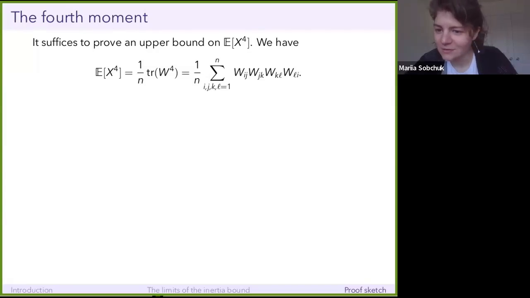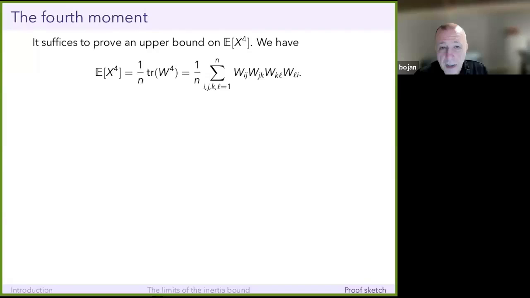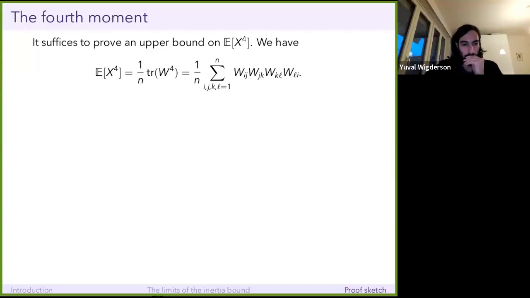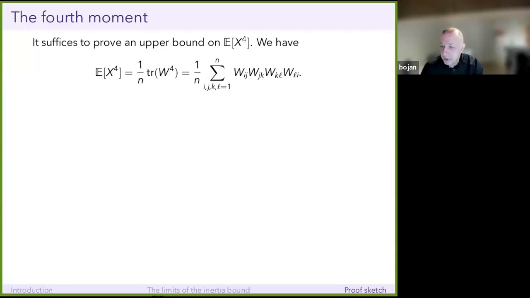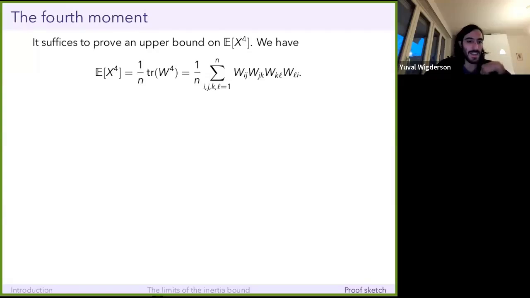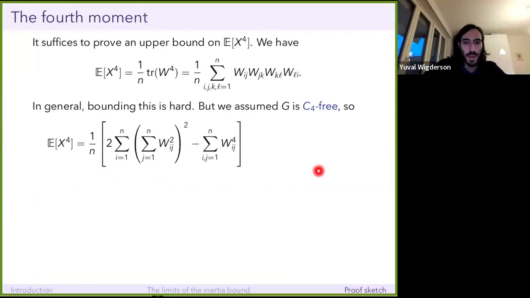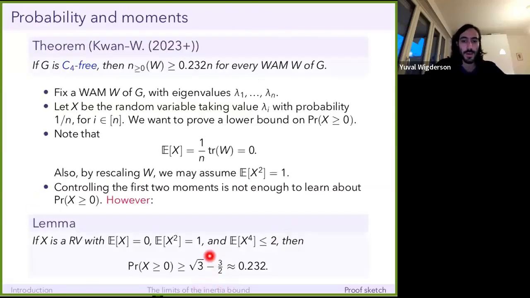Any more questions? Can I ask a question? I wonder how tight your bound 0.23 is? It's probably not tight. I have no reason to assume it's tight. It comes from this lemma. This is where the 0.232 comes from, and for this lemma, that's the optimal constant.